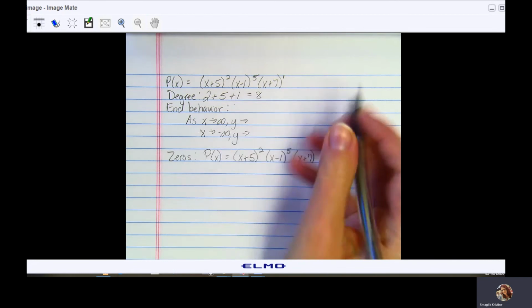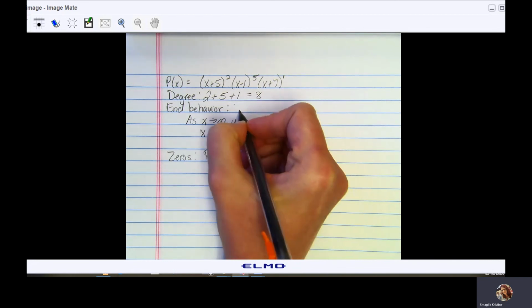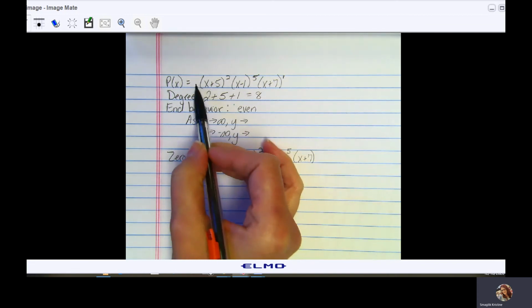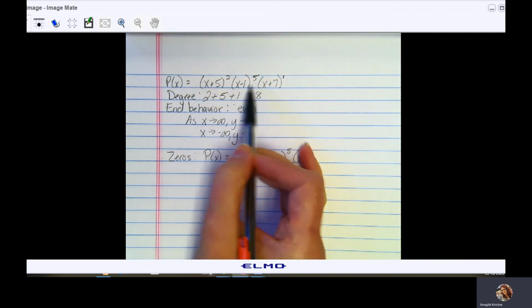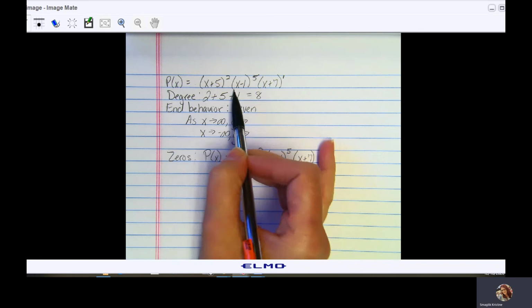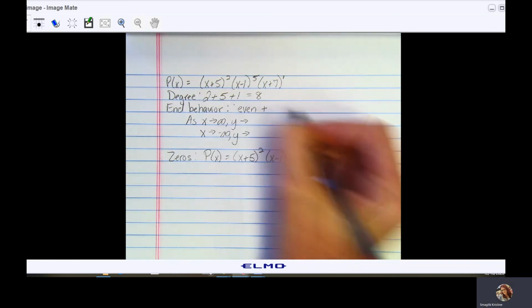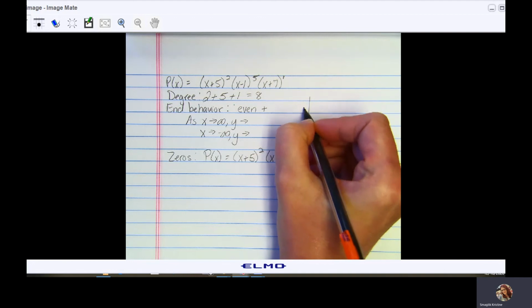So that means 8 is even. So my end behavior is even. And notice there's no negatives in front of the x's. If you would multiply this out, it would be positive. So this is even positive. And now let's recall what that means.